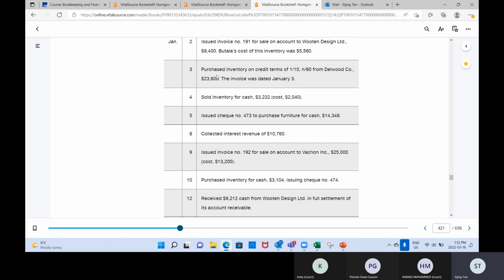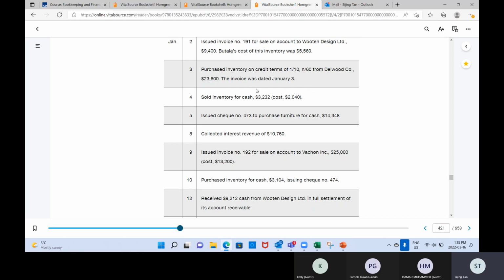Now the third, January 3rd, we purchased inventory on credit. Which journal is this one gonna go to? We purchased inventory. So this will go to the purchase journal, right? And because we didn't pay cash, we have these credit terms, which means the subsidiary ledger that will be affected is accounts payable. Okay, so this is accounts payable.